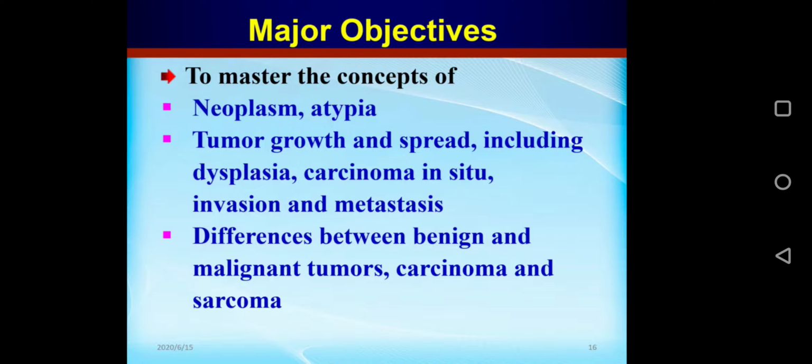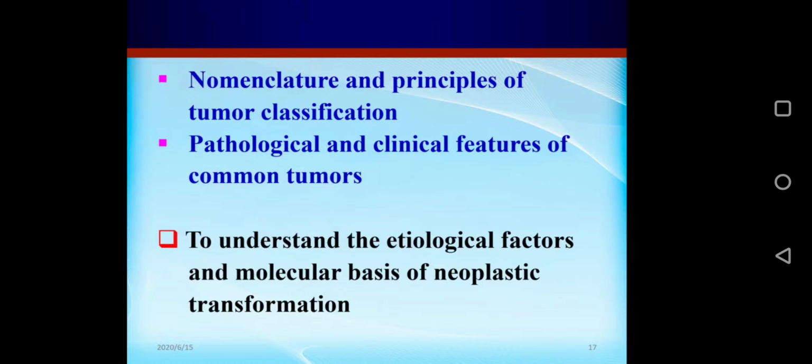In this chapter, we will learn neoplasm. The major objectives are as follows. First, we need to master the concepts and definitions of neoplasm, atypia, tumor growth and spread, dysplasia, and carcinoma in situ. And we need to master invasion and metastasis, the differences between benign and malignant tumors, and carcinoma and sarcoma. We need to master the nomenclature and the principles of tumor classification, and the pathologic and clinical features of common tumors, and to understand the etiological factors and molecular basis of neoplastic transformation.